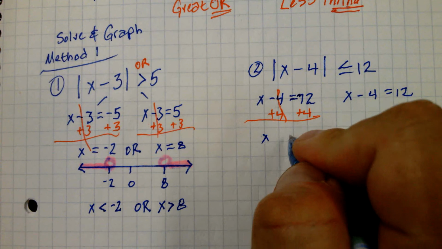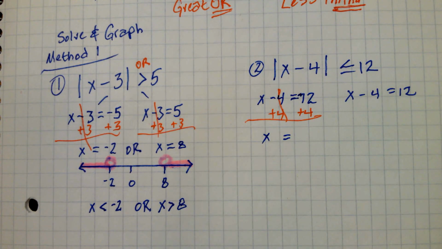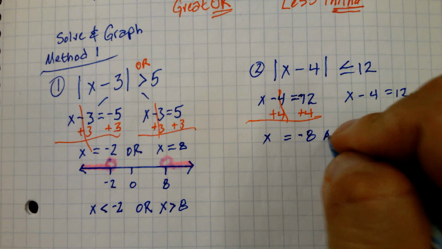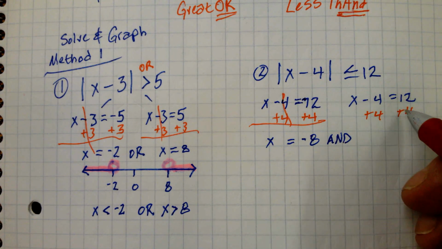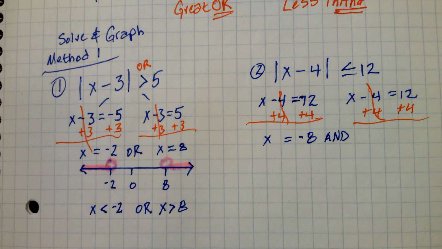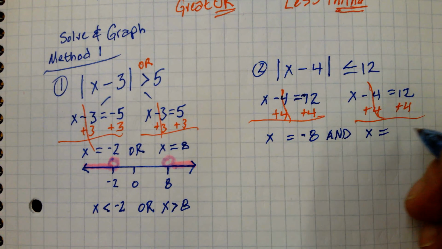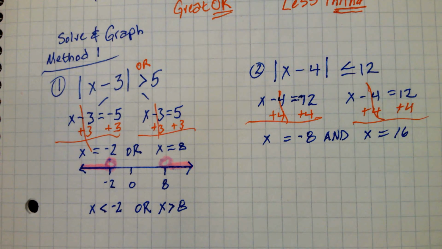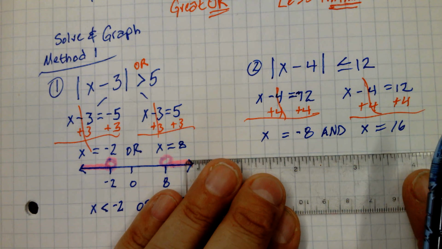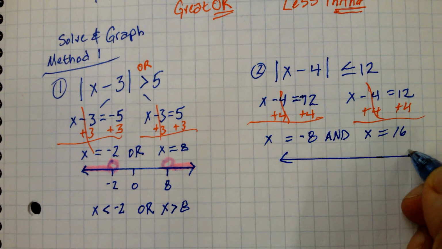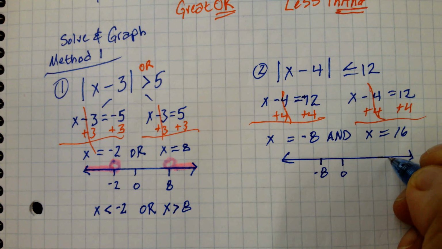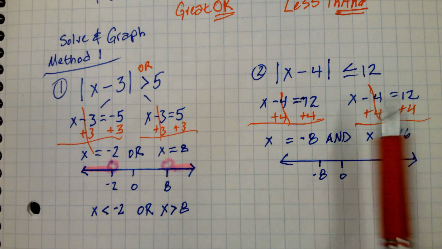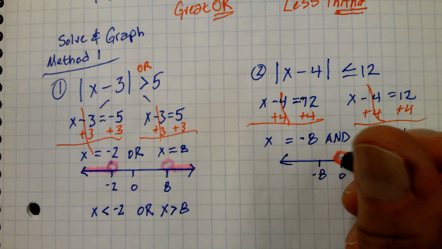We get x equals negative 8. And solve this other one, plus 4. Let's do x equals 16. Okay, let's make our number line. We're interested in negative 8, 16. Let's go back and check. We do want closed points this time because we have an equal to.